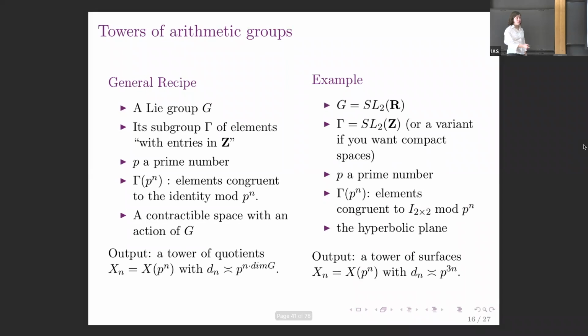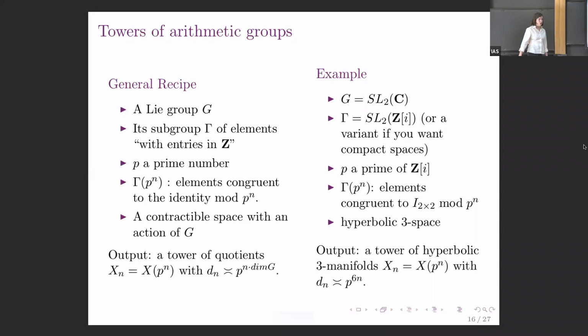So let's rerun the example of SL2R with this machinery. In this case, G is SL2R, gamma is SL2Z. If I take SL2Z, I'll get cusps. I can take a quaternion algebra, a variant of SL2Z, if I want something compact. P a prime number, gamma P to the N, elements congruent to the identity mod P to the N. The space I act on is the hyperbolic plane, and what I get is a tower of surfaces where the degree is proportional to P to the 3N.